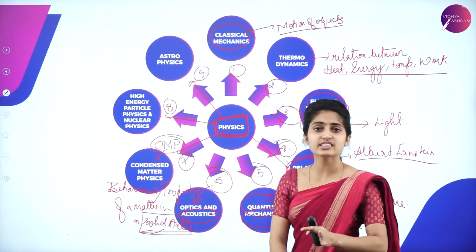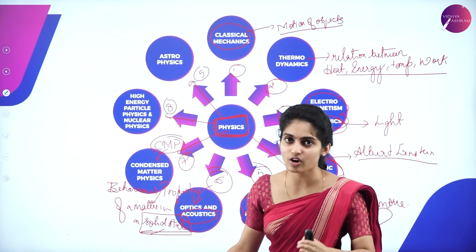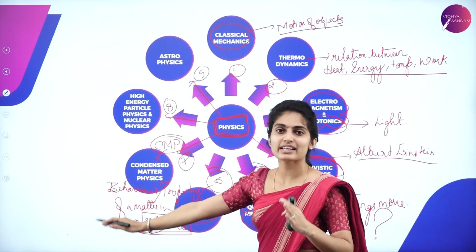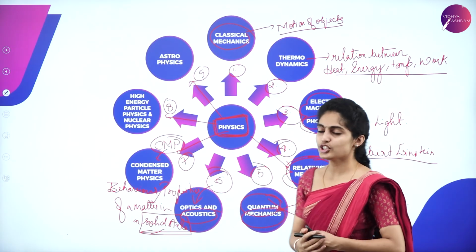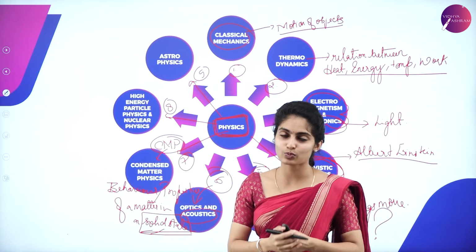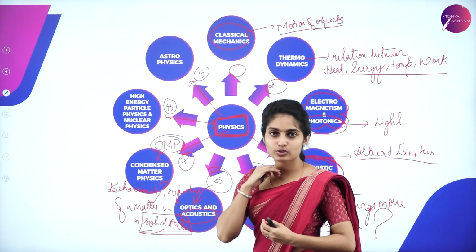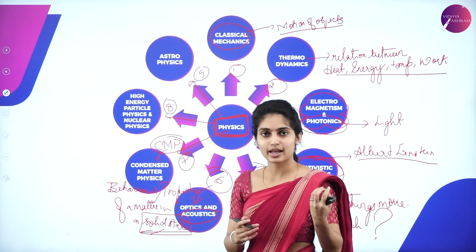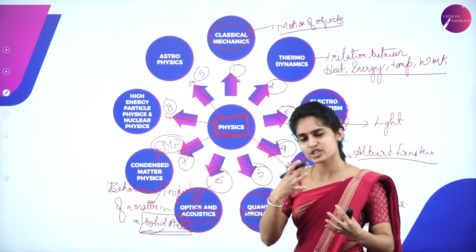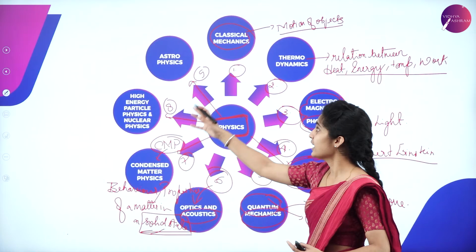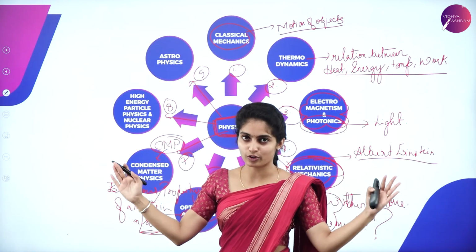Next is condensed matter physics, that is CMP. This is all about studying the properties as well as the behavior of the solid state. Then high energy particle physics and nuclear physics, what does it include? It always includes the study of microscopic structures, that is atoms, nuclei, interactions, fusion reactions. This subject is very interesting. And astrophysics is all about the study of the universe, cosmology.